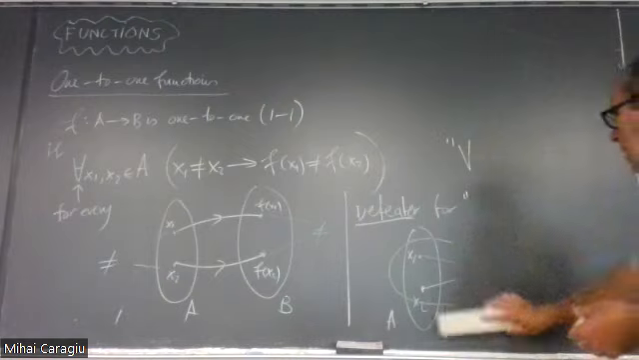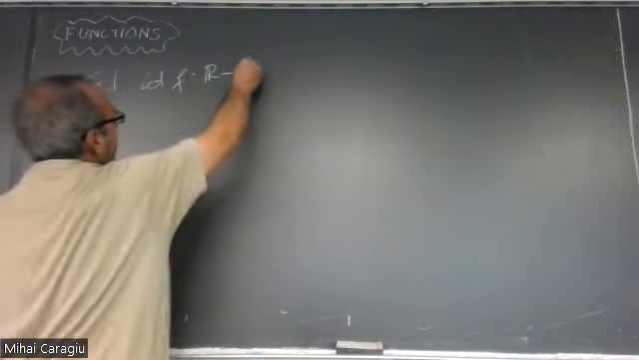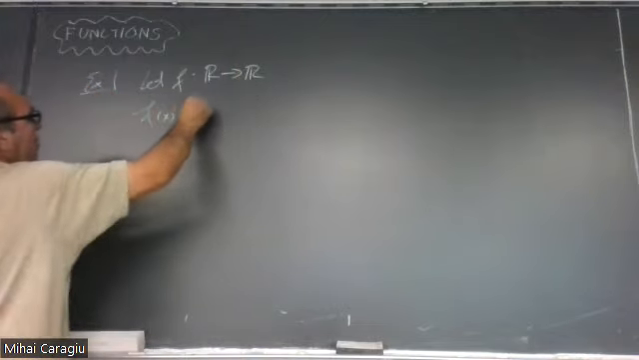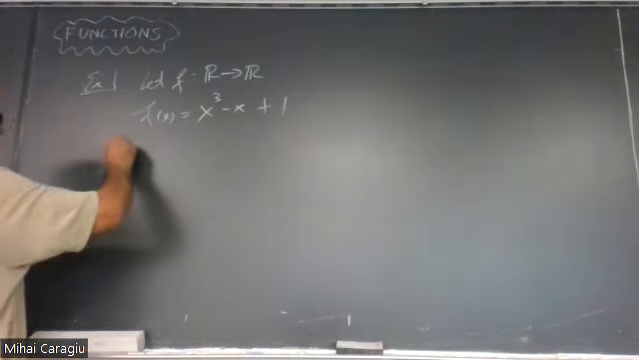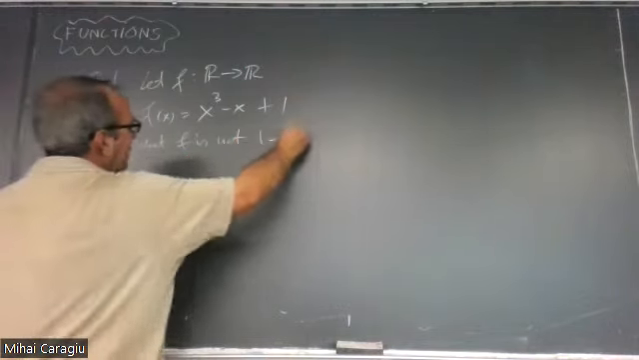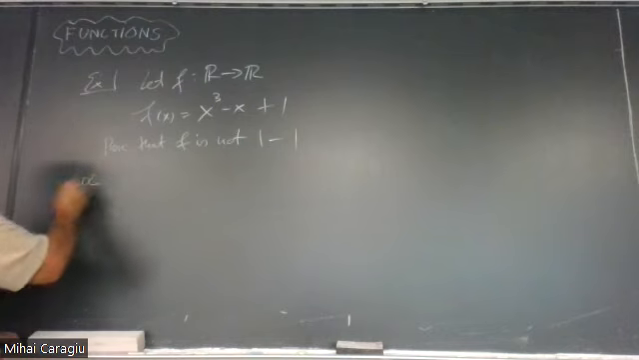So let's try to give an example in which we apply this defeater. Exercise. Let f be a function from R to R, real numbers to real numbers. F of x equals x cubed minus x plus 1. Can we show that? So prove that f is not one-to-one. Well, for the solution, we have to provide a defeater, a V shape.